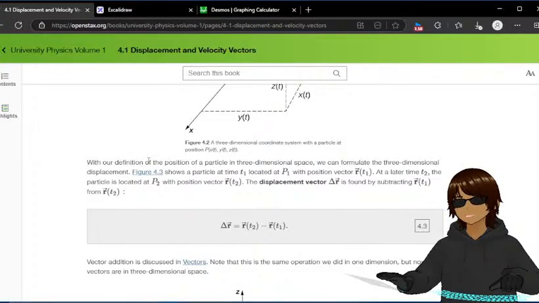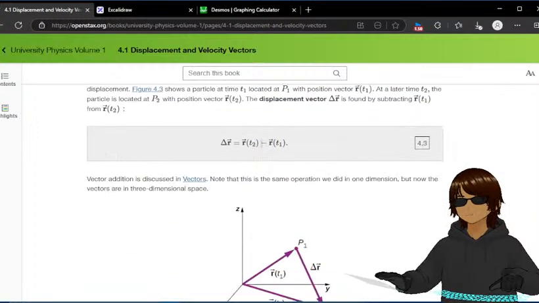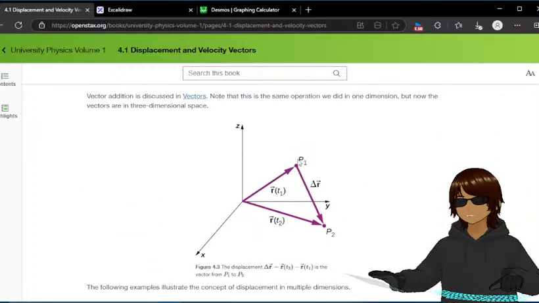With our definition of the position of a particle in 3 dimensional space, we can formulate 3 dimensional displacement. Figure 4.3 shows a particle at time t1 located at P1 with position vector r(t1), and at a later time t2, the particle is located at P2 with position vector r(t2). The displacement vector is found by subtracting r(t1) from r(t2). Right.